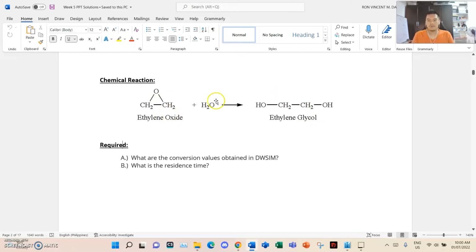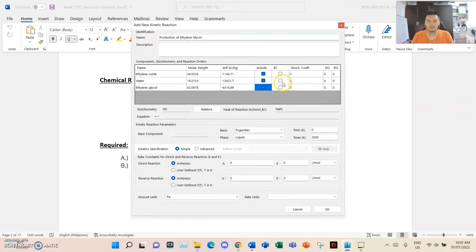When there is water, we always assume water or air or oxygen as in excess since they're very abundant in our environment. With that in mind, the other reactant is the limiting reactant. Since, again, water and air or other components that are abundant in the environment can be treated as excess, ethylene oxide would be our limiting reactant, which also means it would be our base component.